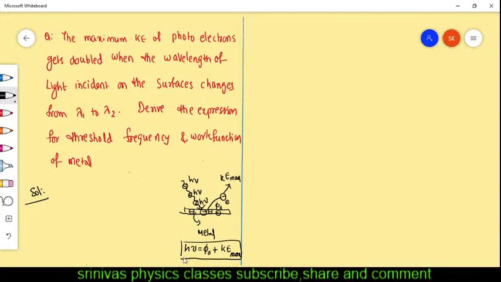Is it right? Then the maximum kinetic energy of photoelectrons gets doubled when the wavelength of incident radiation changes from lambda 1 to lambda 2. Firstly, the incident wavelength is lambda 1. At that moment, we can consider the kinetic energy of the emitted electron as K1. Here the light is incident. This light has a certain wavelength. That wavelength changes to lambda 2. The wavelength of incident radiation on the metal changes from lambda 1 to lambda 2. Then the kinetic energy of the emitted electron also changes, from K1 to K2.